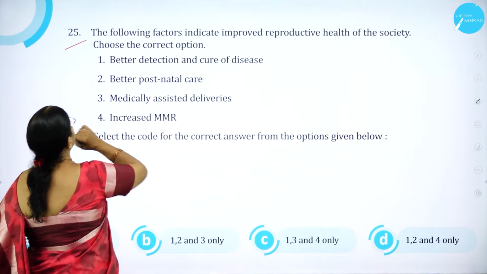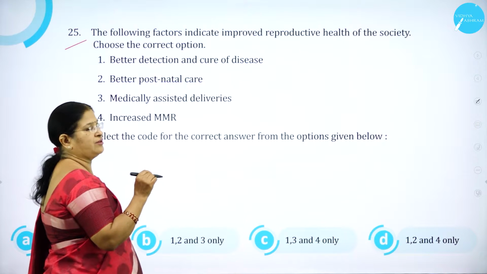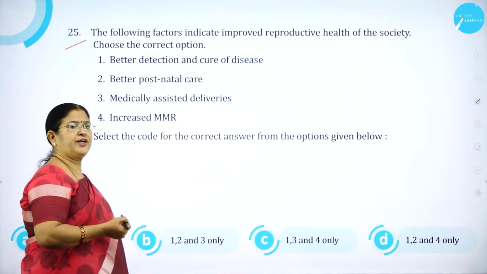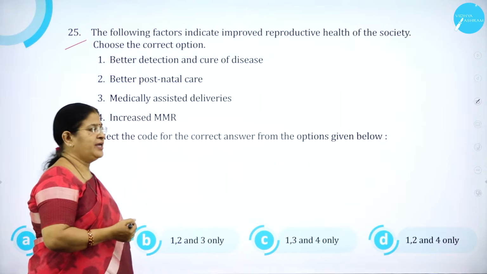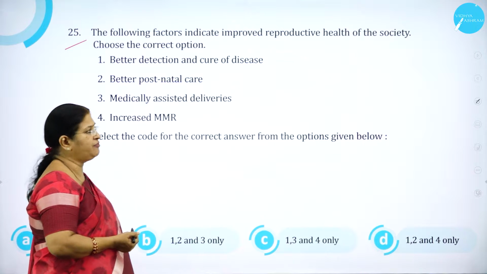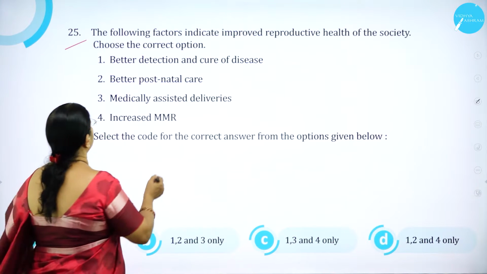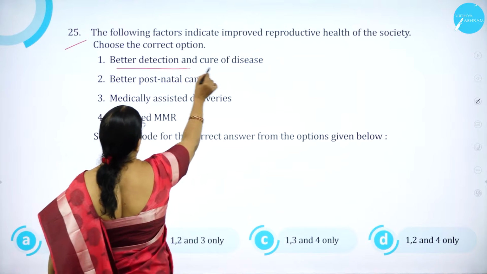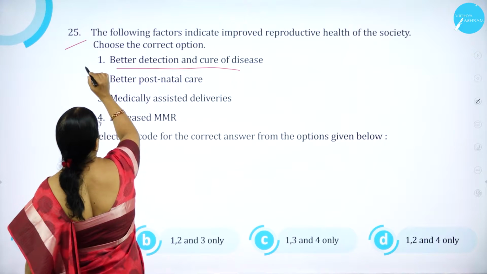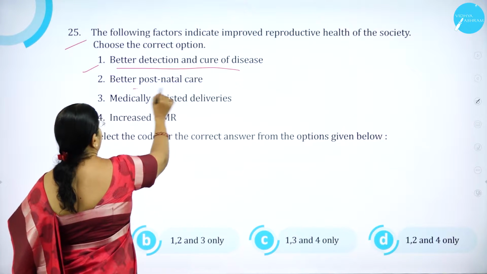25th question. The following factors indicate improved reproductive health of the society. You know, reproductive health of the society is very, very important, and there are many factors which are very much responsible for maintenance of a reproductively healthy society. Choose the correct option. Better detection and cure of diseases? Yes. Correct. Better postnatal care? Yes, of course.